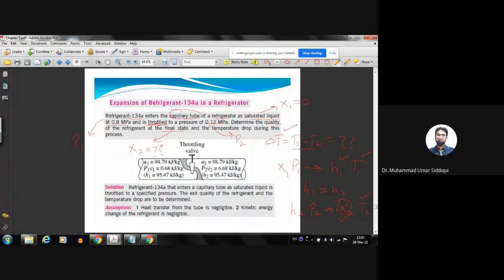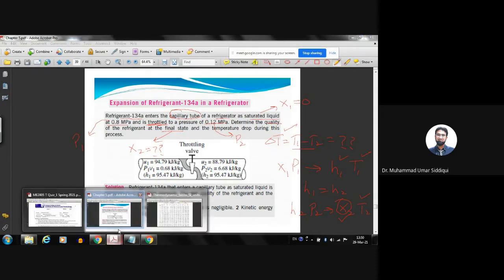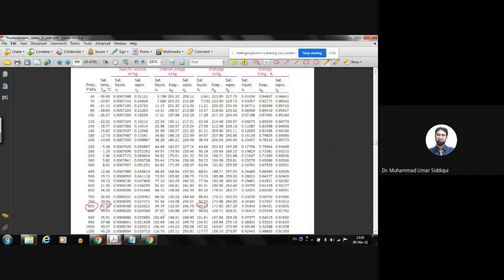So the pressure is 0.12 megapascal, means 120 kilopascal. Corresponding to 120 kilopascal and the same enthalpy, let's see. This is HF, this is Hg, and our H is this one. Obviously, our H 95.47 is in between 22.49 and 236.97. So we can use this to find what is X.